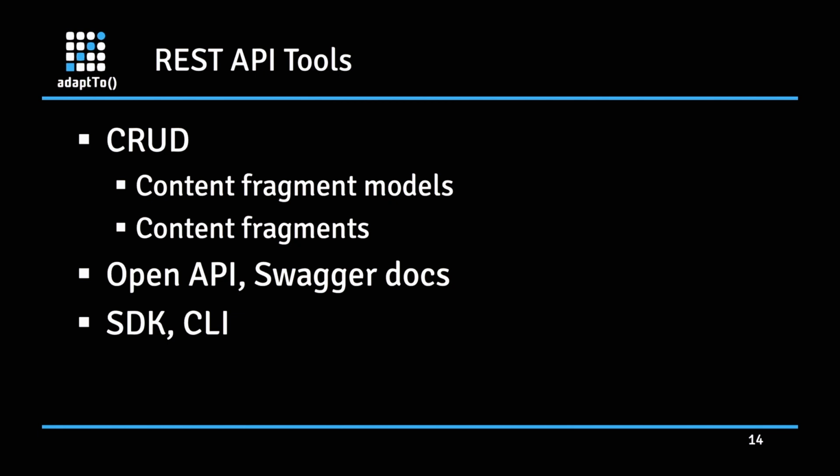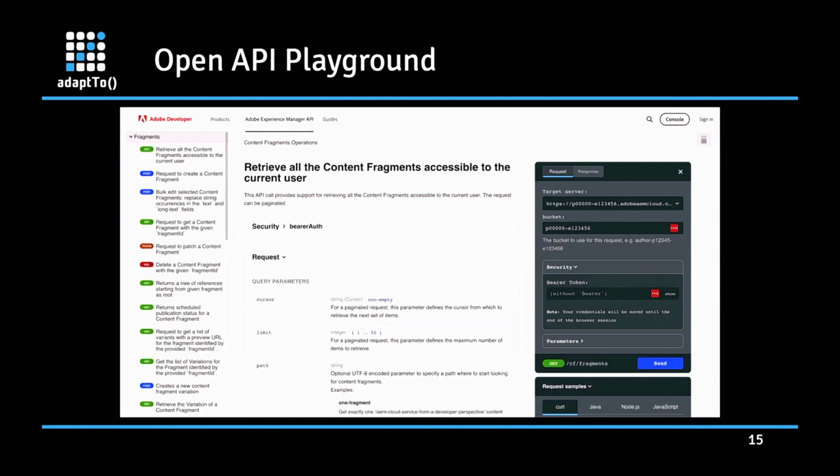First of all, as I mentioned, it supports CRUD operations with CFMs and content fragments. And then with the API tool, we also mean that it has an open API with Swagger documentation, as well as the SDK library and the CLI. So we'll see all of that in the demo later. I'll just quickly go through those.